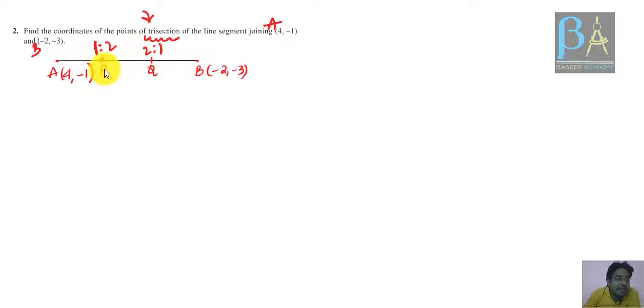So the point P is dividing the line segment AB in the ratio 1:2, and the point Q is dividing the line segment AB in the ratio 2:1. Let me first find out the coordinates of point P. How do I find out the coordinates of point P? By using the section formula, obviously. Let's write the section formula.